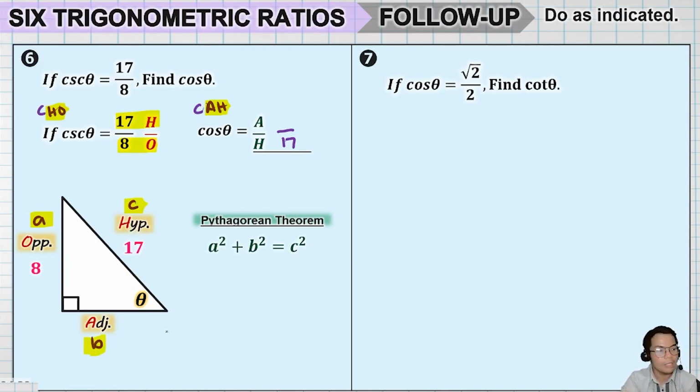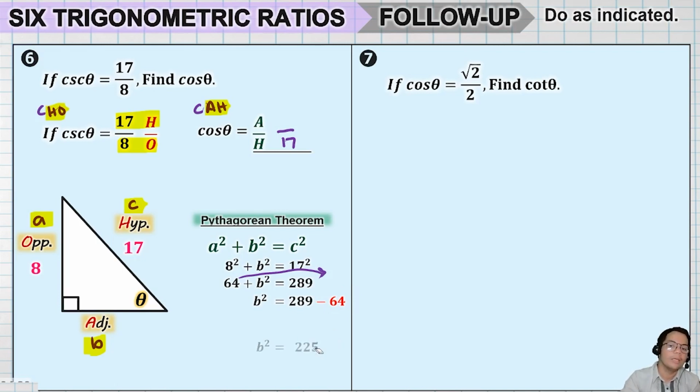So let's substitute A squared plus B squared is equal to C squared. Ang A natin ay 8. Ang C natin ay 17, so 17 squared. So 8 times 8 is 64. 17 times 17 is 289. Lipat natin yung 64 sa kabila, kaya siya naging minus 64. The difference of those numbers will be 225. The famous 225, or the famous square root of 225, which is equal to 15. Therefore, ang adjacent side natin ay 15, which makes our answer 15 over 17.